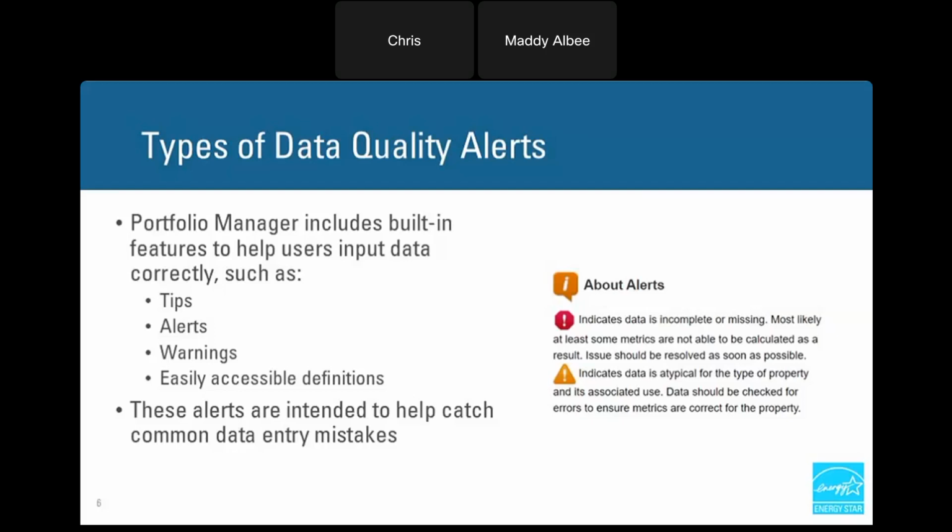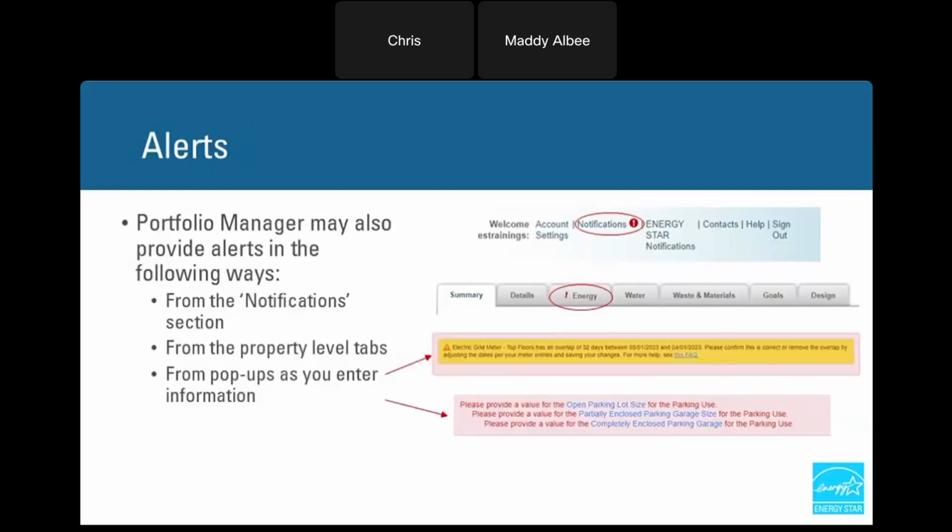A little bit more on these alerts. Portfolio Manager may also provide alerts in these 3 ways. First, through the notifications section. Now, this is on the upper right-hand side of your screen when you're in any part of the Portfolio Manager tool. And there might be a red circle with an exclamation point inside of it next to the notifications button, and that will alert you to any potential issues that the tool has identified.